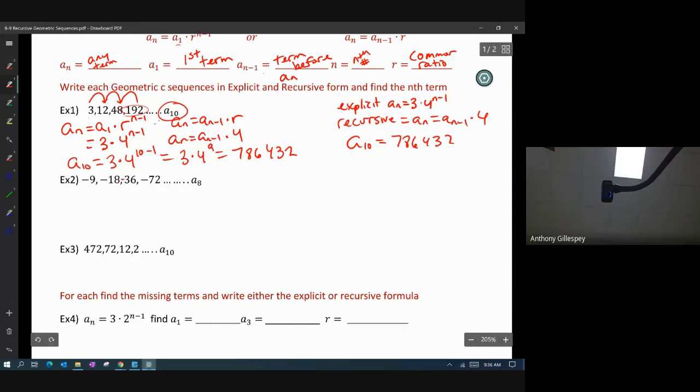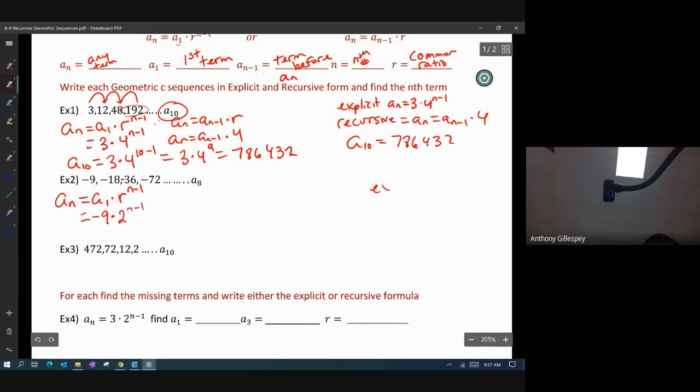This one should be negative, okay? That should be negative. There. Negative 36. All right. What's happening on example 2? It's being multiplied by 2, right? So to find any number, start with the first number, multiply it by the common ratio to the n minus 1, right? To find any number, what's a sub 1 times what's the common ratio? 2 to the n minus 1. Done. There we go. There's our explicit.